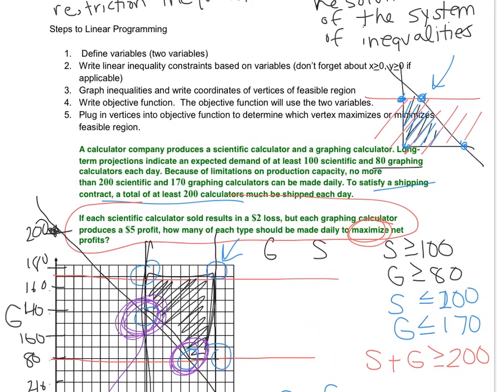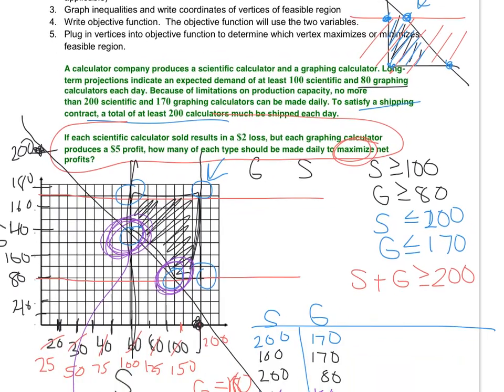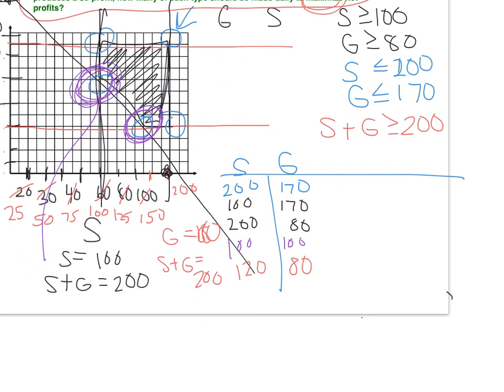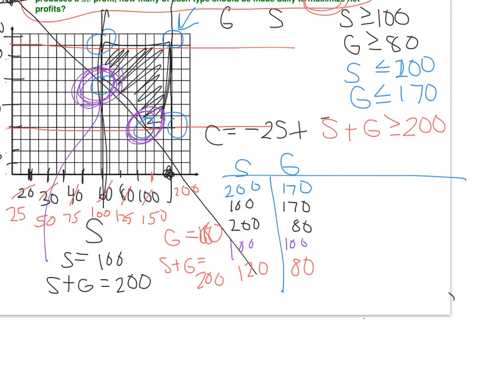And if I'm going to go back, step 4 is write the objective function. So here's where your information is. The scientific calculator sold for a $2 loss and a graphing calculator is a $5 profit. So the scientific calculator is a $2 loss and the graphing calculator is, I already forgot it, $5 profit. That's your objective function. So what I'm going to do in this line over here is plug in my 200 for each scientific calculator and 170 for G, and write down what I get for my profit.